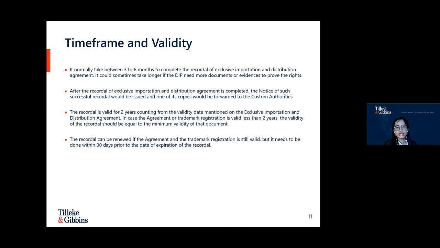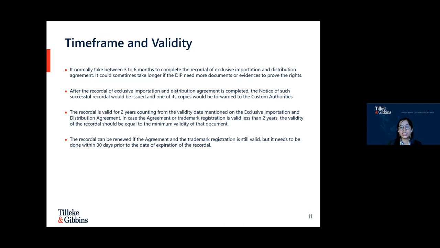And the recordal is valid for 2 years, counting from the validity date mentioned on the exclusive importation and distribution agreement. But in case the trademark registration or the agreement itself is valid for less than 2 years, the validity of the recordal should be equal to the minimum validity of those documents.